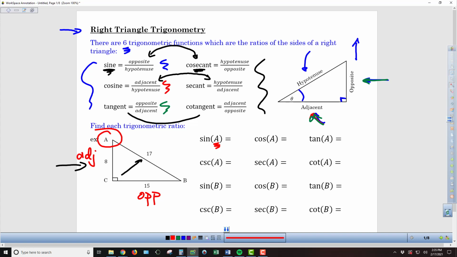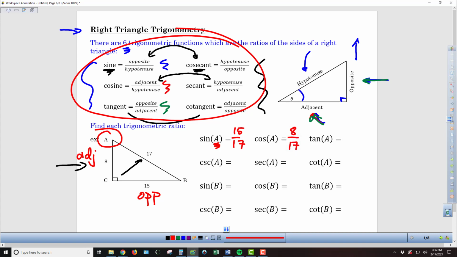So the sine of angle A, again referring to what's defined up here, is opposite over hypotenuse, so I've got 15 over 17. Cosine is adjacent over hypotenuse, so the adjacent side in this diagram is 8. The hypotenuse remains 17, so we get 8/17. And then for tangent, we've got opposite over adjacent, so 15 over 8.